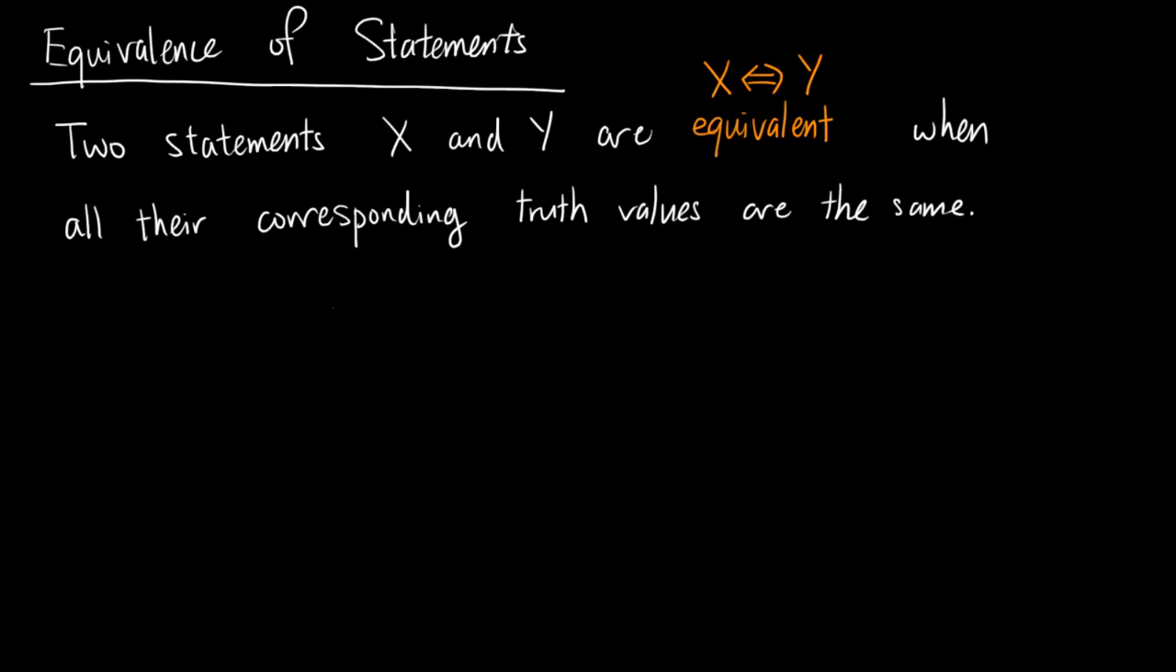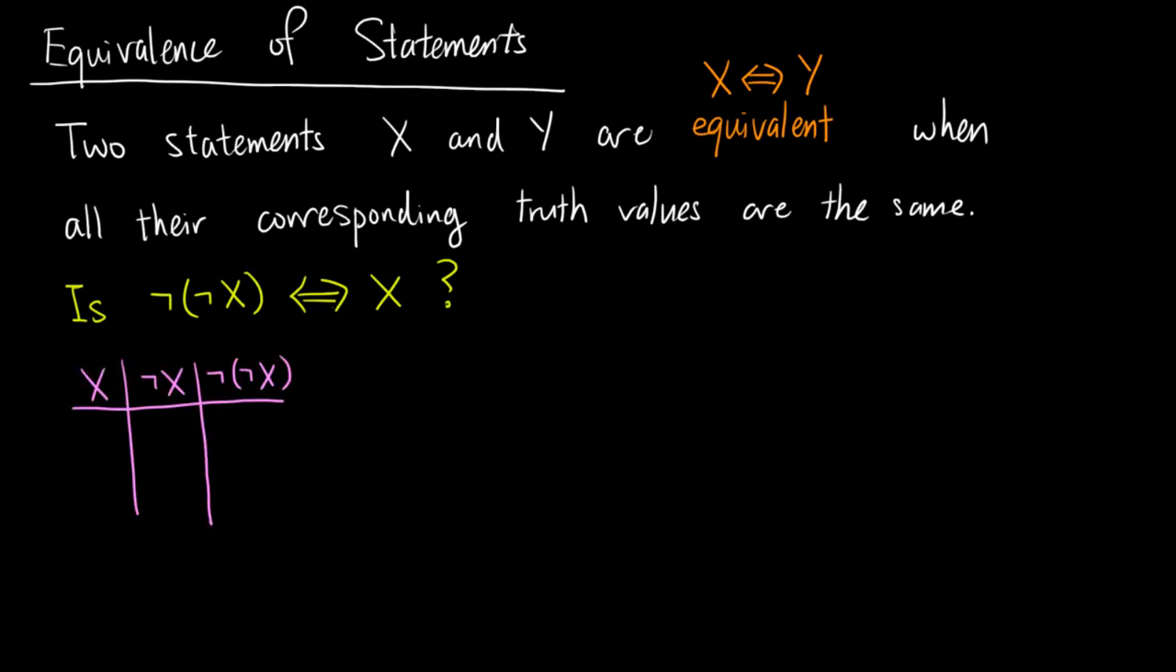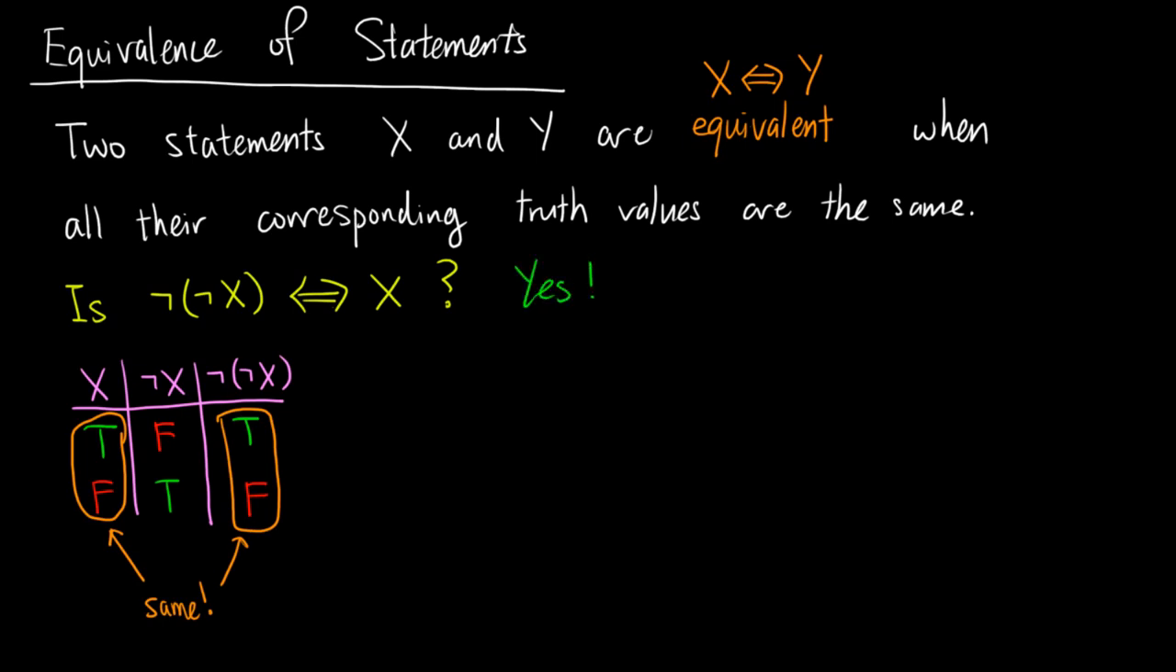Let's begin with an easy case. Is not not x equivalent to x? Let's draw the truth table. We have already seen the truth table for x and not x earlier, so we just need to add 1 extra column for not not x. To fill in the truth values, we just need to switch the truth values of not x. Of course, after switching the truth values twice, they become the same as the truth values of x. So indeed, not not x is equivalent to x.